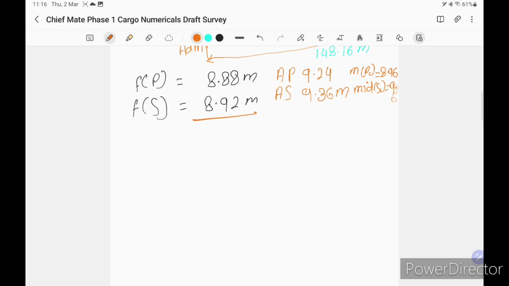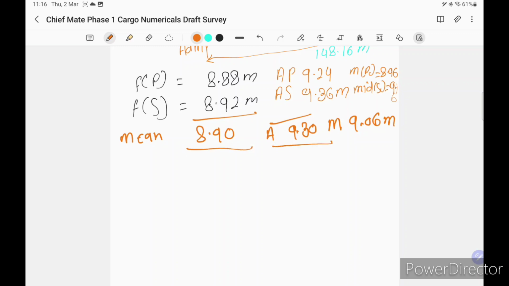So we calculate all the forward, aft and midship mean drafts. Okay, so mean draft. How do you calculate it? 8.88, 8.92, you have to add and divide by 2. Okay, so forward you will get 8.90, aft you will get 9.30, mid you will get 9.06 meters. So you understand this much. Now this is forward, this is aft, so our trim is 0.40 meter by stern.